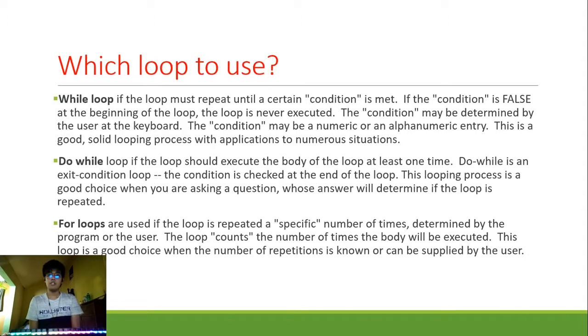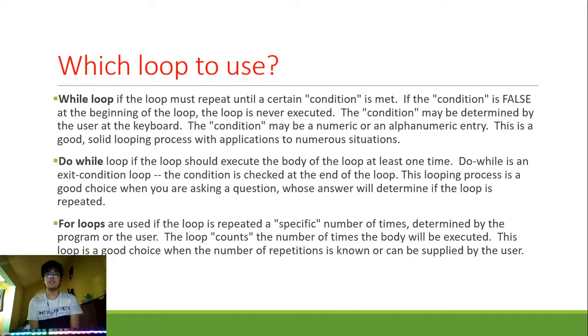And then, we will use a do-while loop if the loop should execute the body of the loop at least one time. A do-while loop is an exit condition loop. The condition is checked at the end of the loop. This process is a good choice when asking a question whose answer will determine if the loop is repeated.